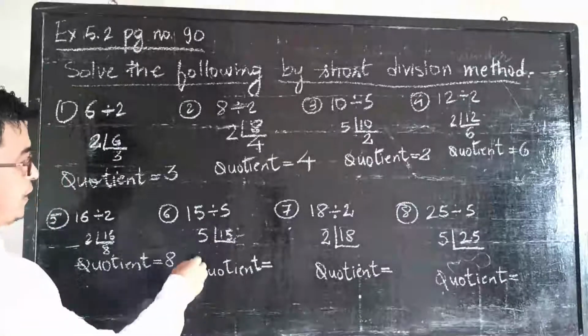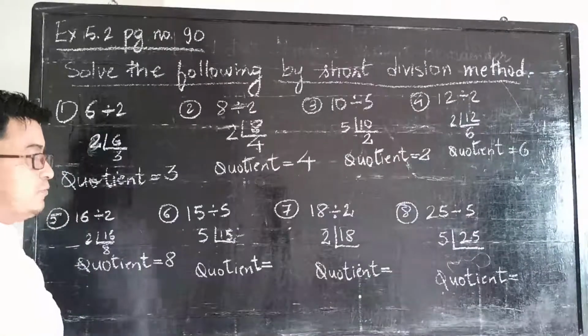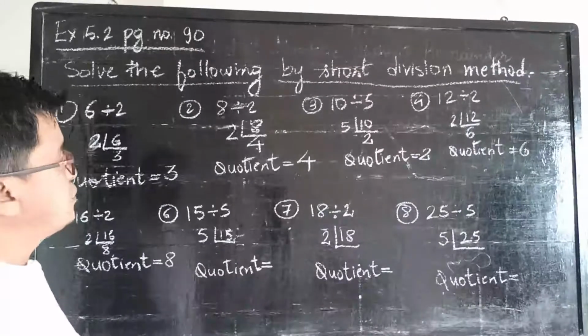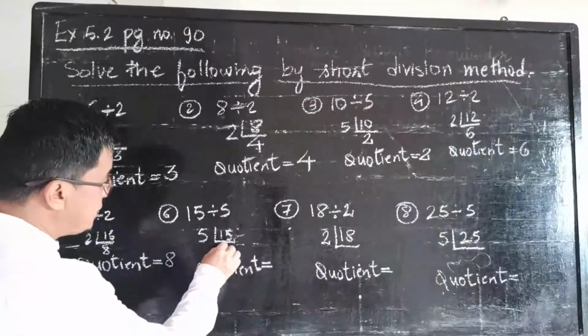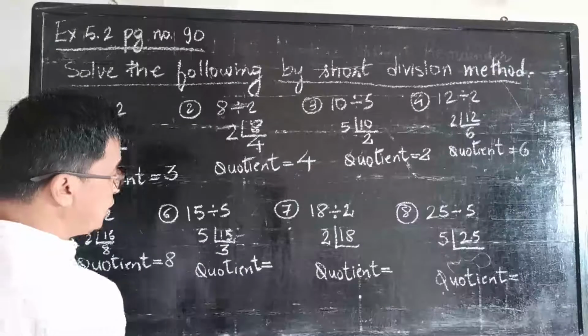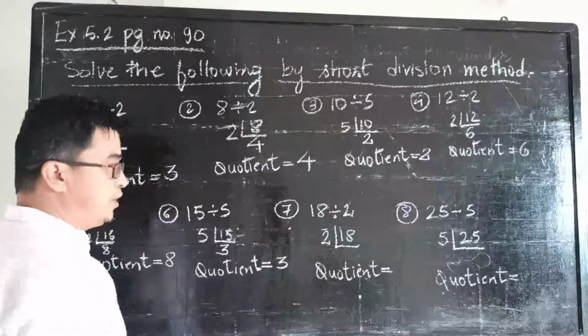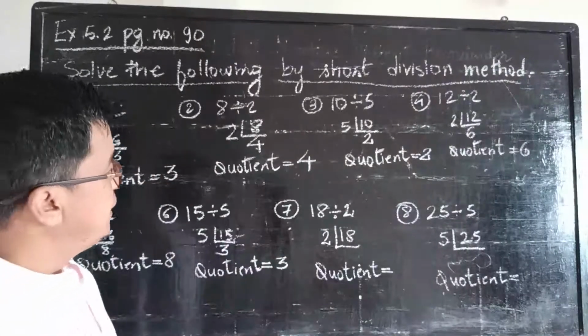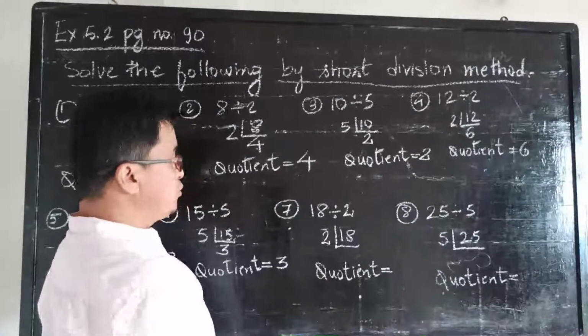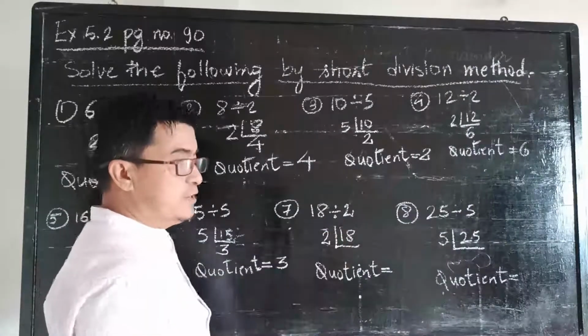15 divided by 5. 15 is the dividend and 5 is the divisor. 5 ones are 5, 5 twos are 10, 5 threes are 15. 3 is the quotient. Now number 7, 18 divided by 2. 2 is the divisor and 18 is the dividend.